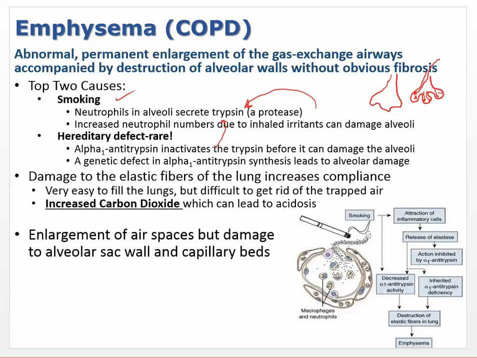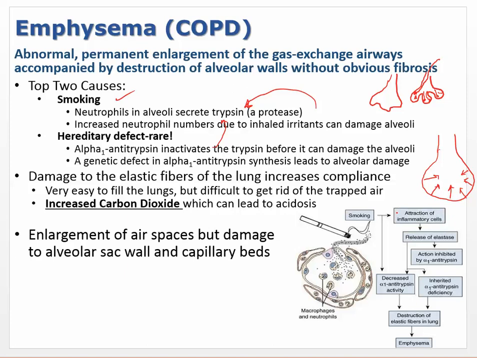Okay, so ultimately damage to the elastic fibers, the elastin, which is a protein. So damage to the elastic fibers of the lung increases the compliance. So now you have a lung that's more than happy to expand. It's very compliant, but it's lost the elasticity. It just pushes right open, and then it's not going to bounce back the way that the lung is supposed to do. So it's very easy to fill the lungs, but it's difficult to get rid of trapped air.